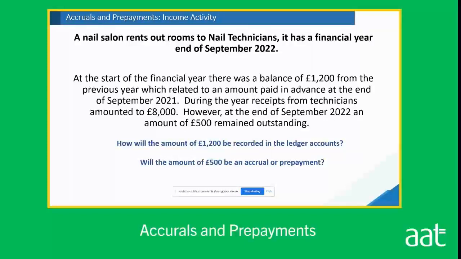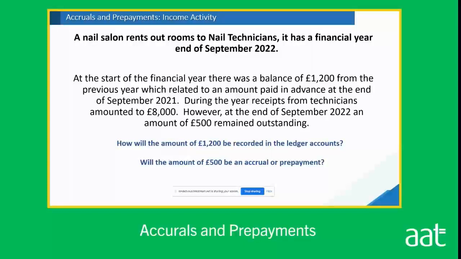So let's look at this £1,200 to start with. At the start of the financial year, there was a balance of £1,200 from a previous year, which related to an amount paid in advance at the end of September 21. So last year, £1,200 was in my account. It related to a future period, and therefore there would be a need to prepay that income. And when I prepay an income, last year I would have debited the account.